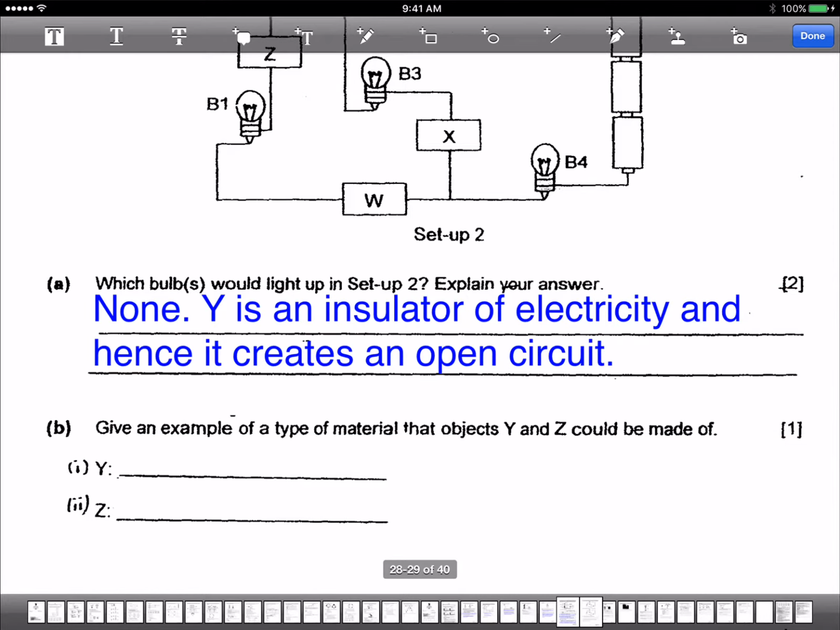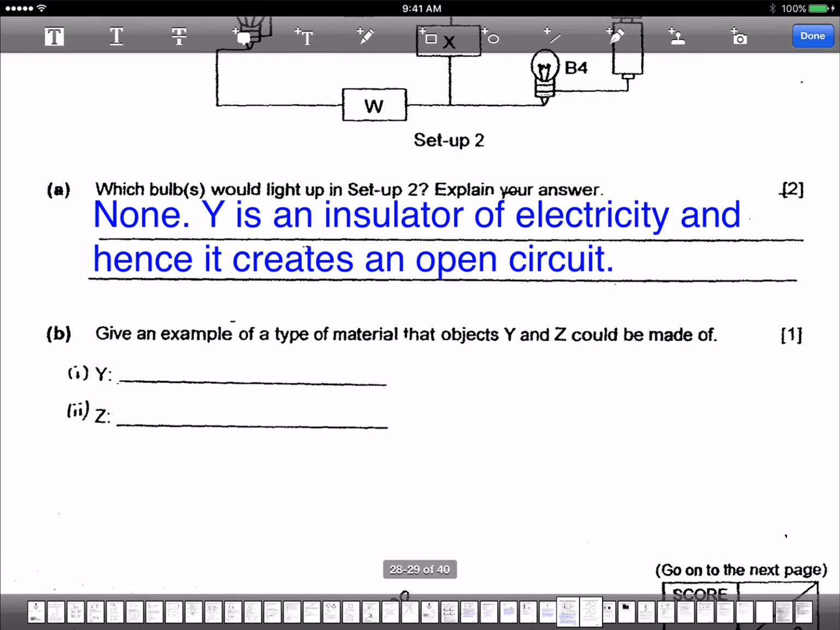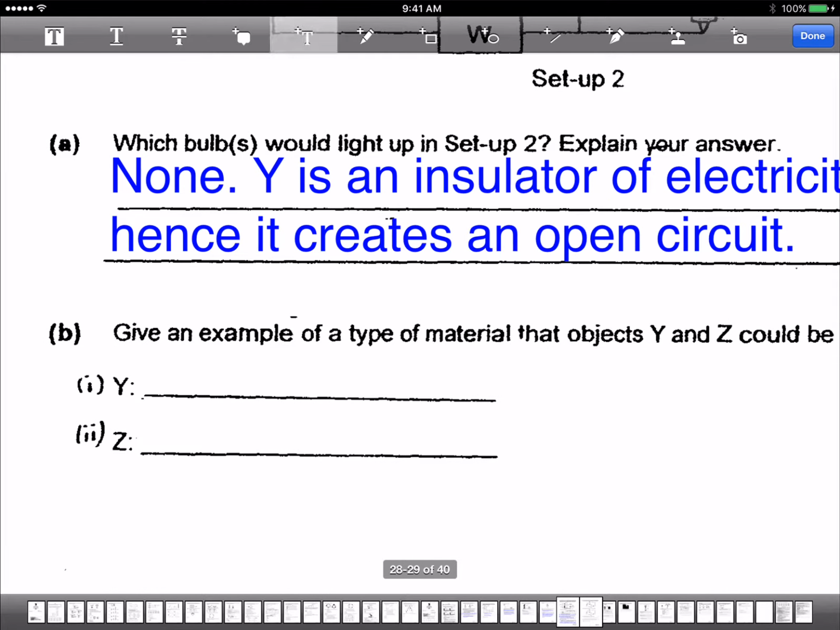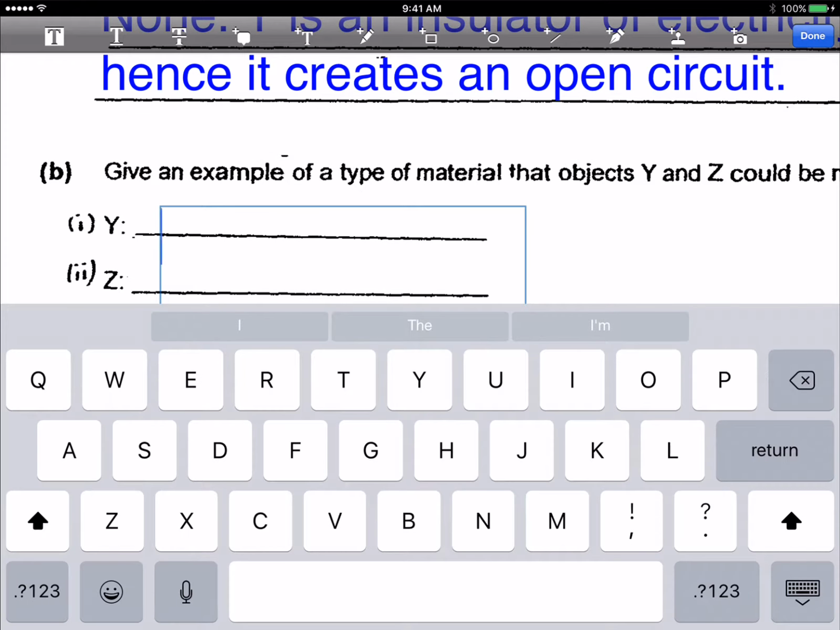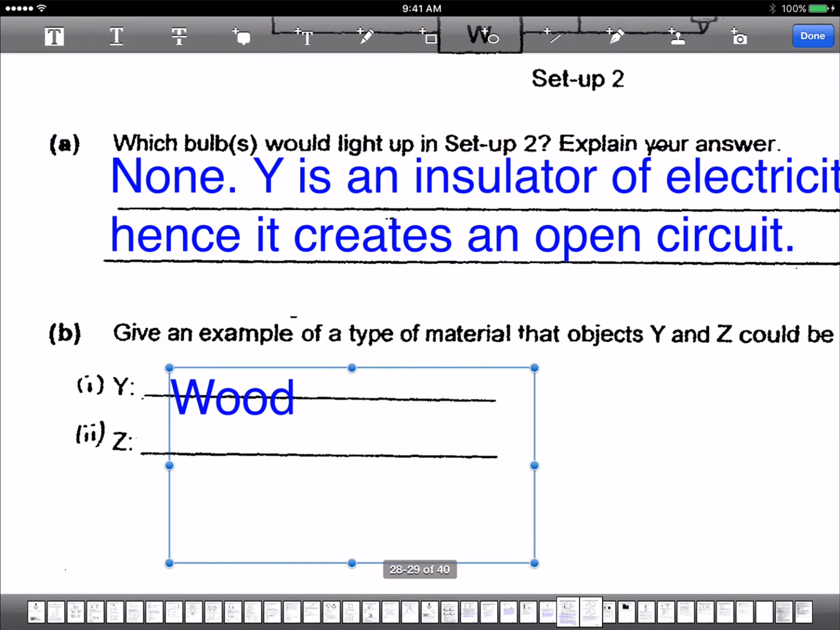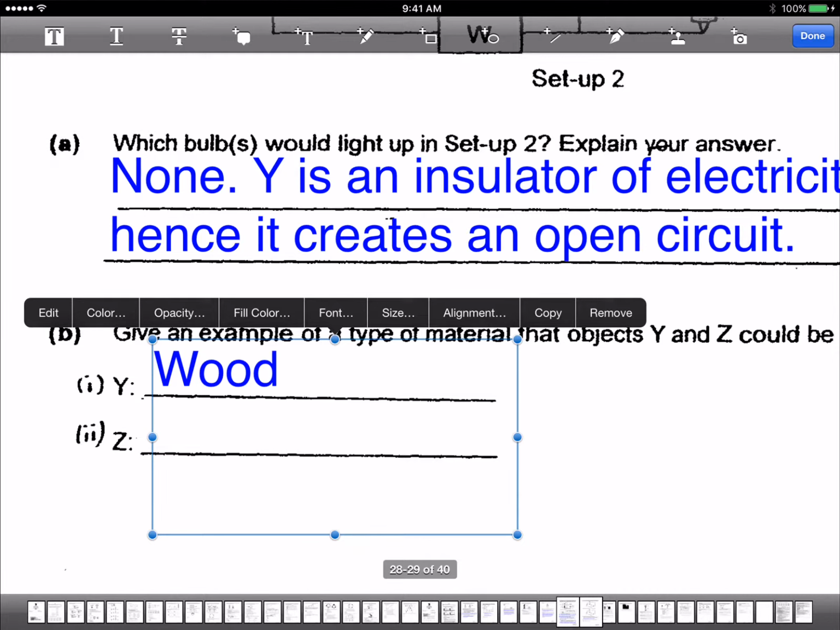So give an example of Y and Z. So many examples. Y is paper. Y is wood. Wood can. Glass also can. Human hair also can.